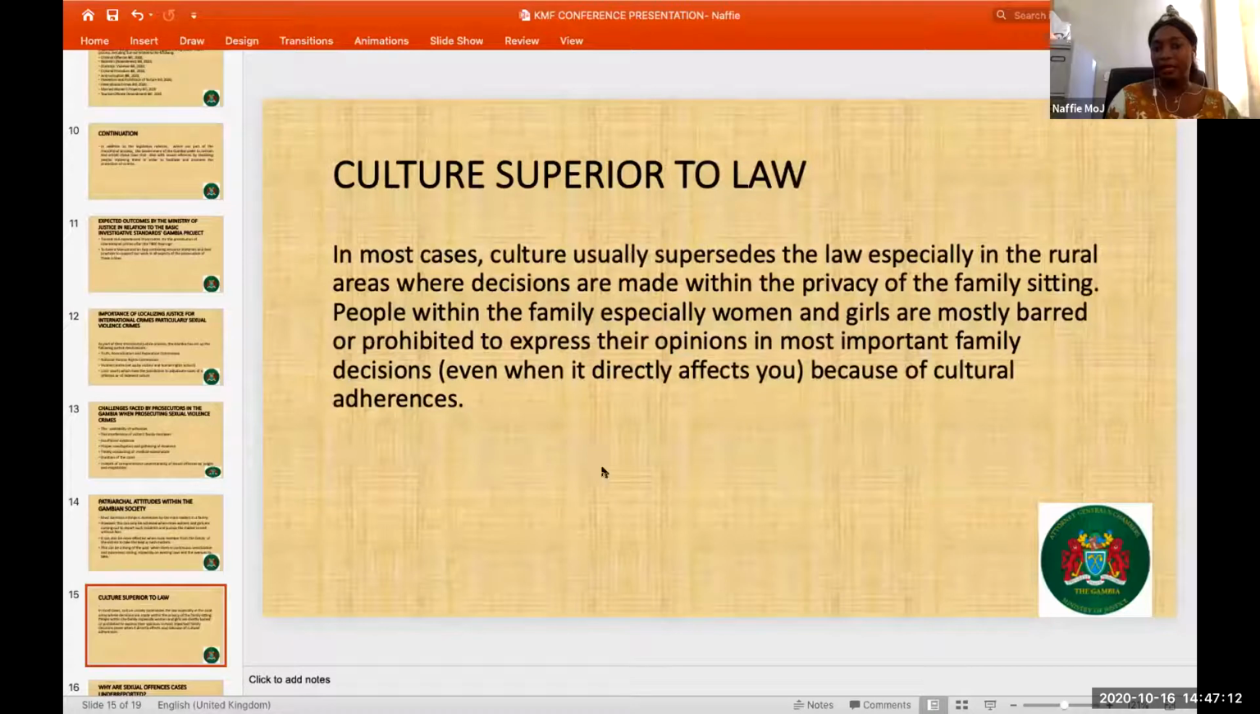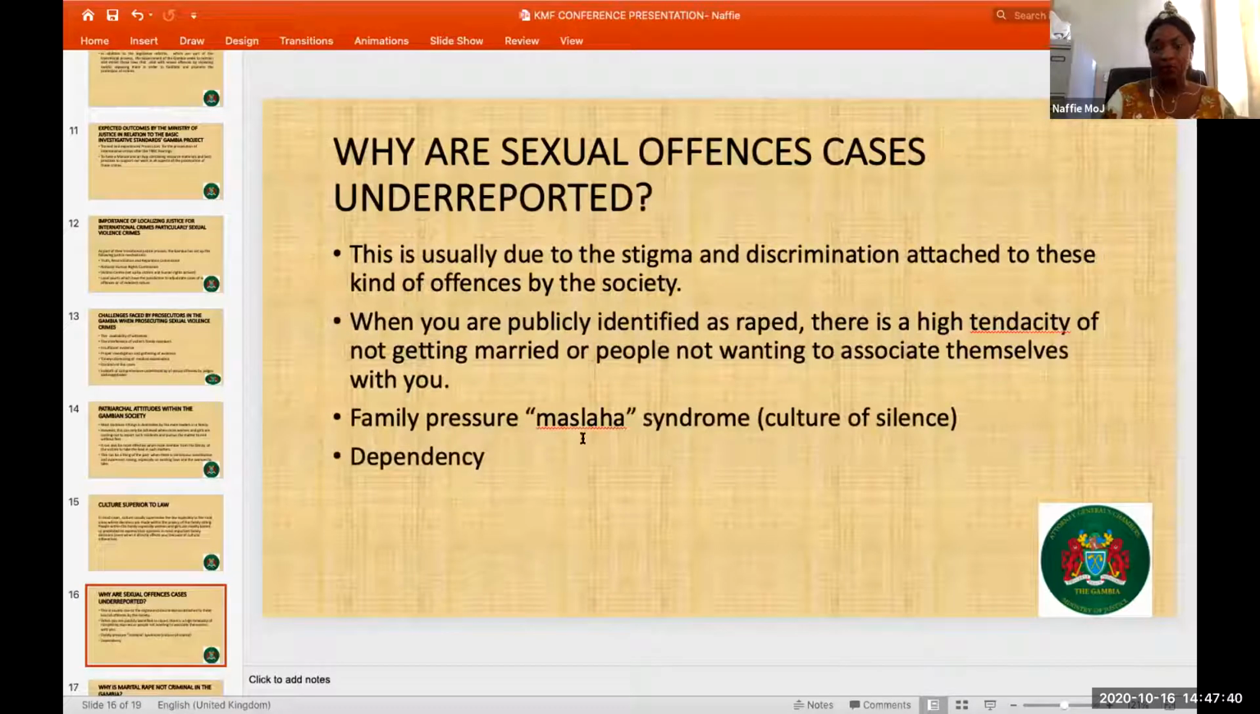Basically, sometimes, especially in the rural areas, I think culture supersedes the law, because when these things happen, it's the families that sit together and discuss the way forward. And sometimes you as a victim, you're not even considered as part of the conversation. So they take these decisions for you. So at the end of the day, the law is not even considered. So this is also a problem. And I think sometimes culture just supersedes the law, or they're not even aware of the existing laws.